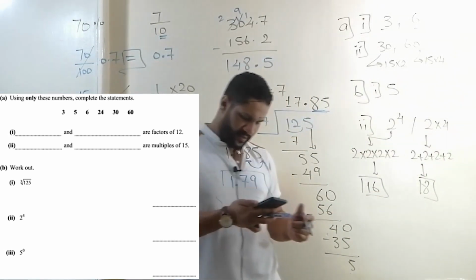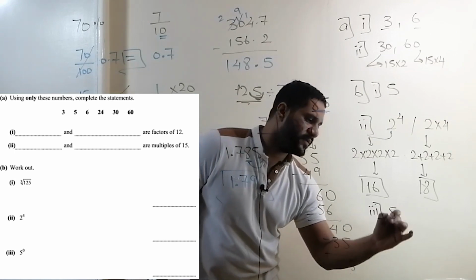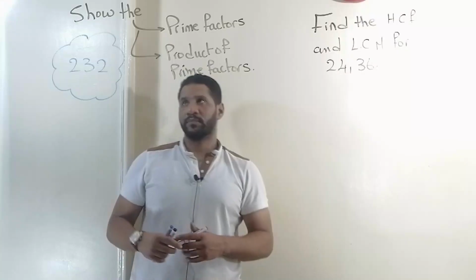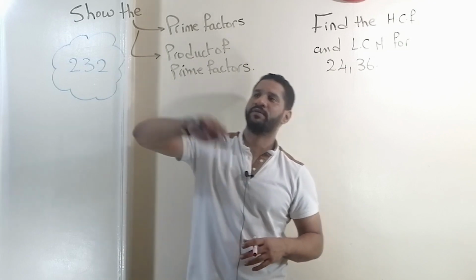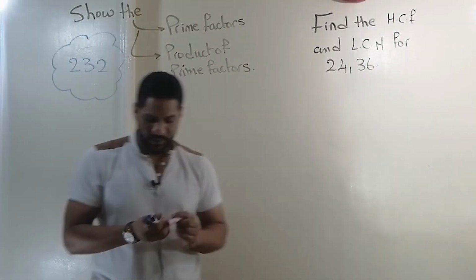And in part iii, he gives me 5 power 0, and we said before that anything to the power 0 always gives 1. Let's see a question that must come in the exam: show the prime factors, or show the product of prime factors. Each one has a different answer. You must deal with them.